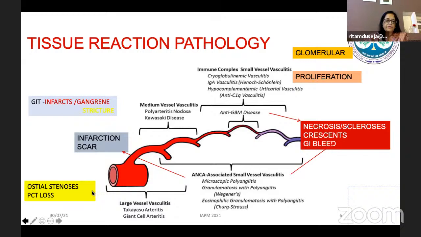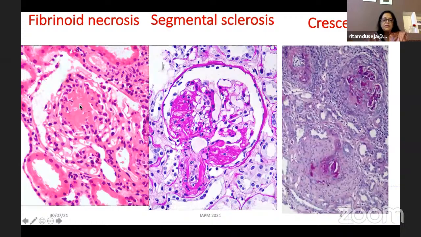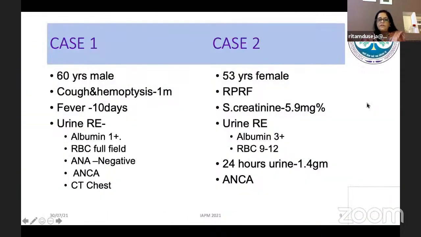I'll show you an example of how chronic changes in a larger artery would cause a loss of parenchyma in the kidney. I have an example of that. So let's start with the kidney. In kidney, at the acute stage of vasculitis, we see fibrinoid necrosis, which is later replaced by a scar. And then you have crescents of different ages. Like this is a fibrous and this is a fibrocellular crescent.